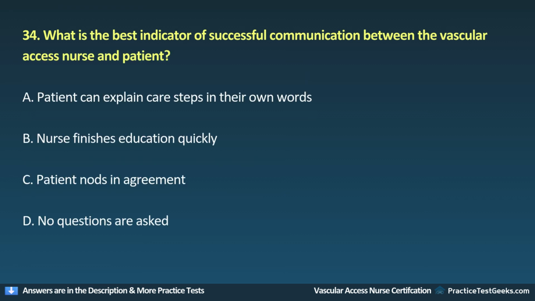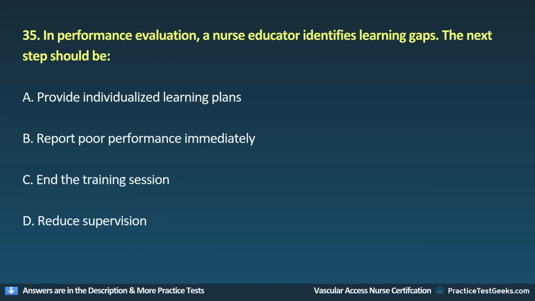34. What is the best indicator of successful communication between the vascular access nurse and patient? A. Patient can explain care steps in their own words. B. Nurse finishes education quickly. C. Patient nods in agreement. D. No questions are asked.